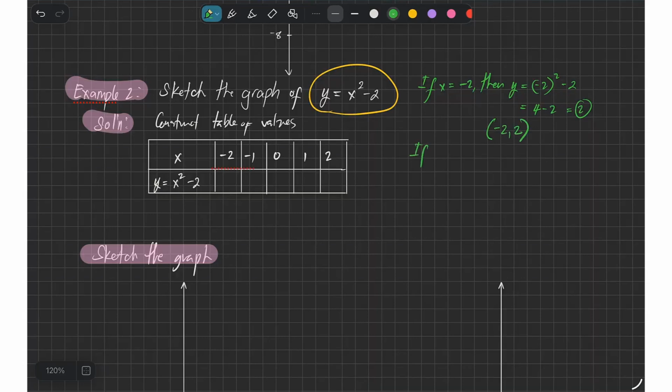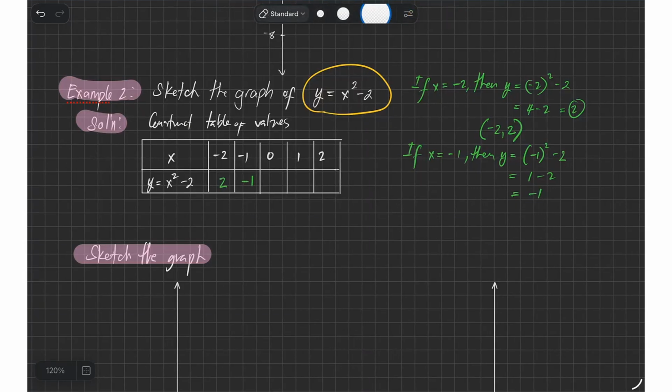Okay, let's do the other one. If x is equal to negative 1, okay, then y will be equal to negative 1. Palitan lang po natin ang x ng value natin dito na negative 1. So, magiging negative 1 squared minus 2. Okay, that is equal to 1 minus 2, which is equal to negative 1. Okay, so 2 dito man po ay negative 1.